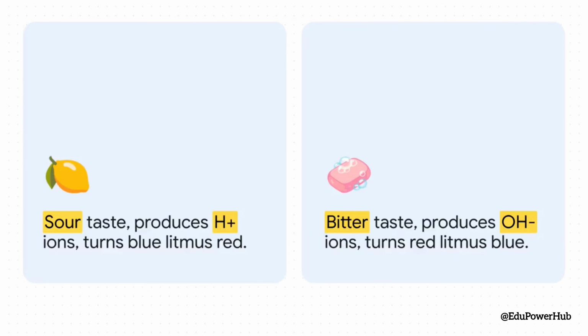Now, flip the script. Bases have a bitter or kadwa taste. They feel slippery to the touch, kind of like soap. Their signature move, producing OH minus ions in water. And yep, you guessed it, they turn red litmus paper blue. It is literally a battle of the H plus ions versus the OH minus ions.